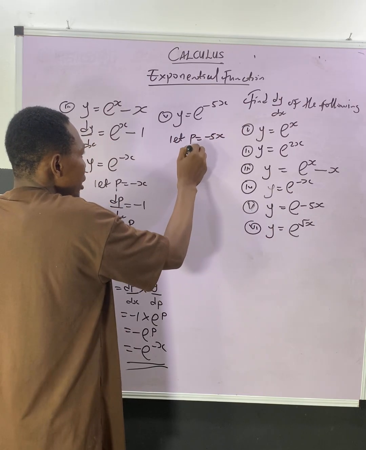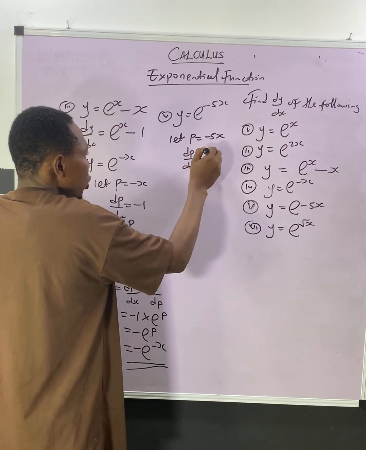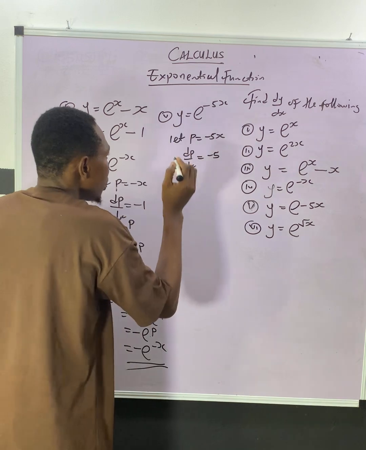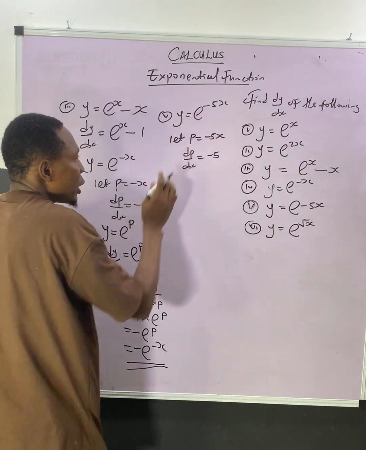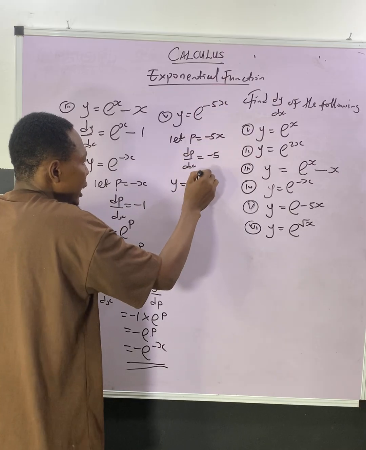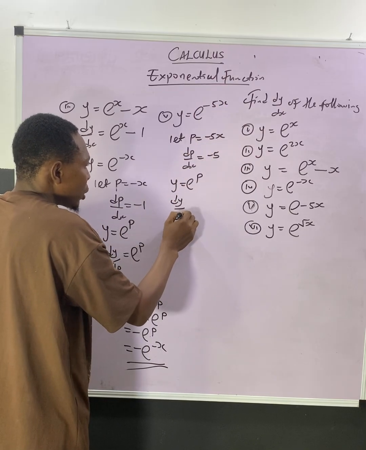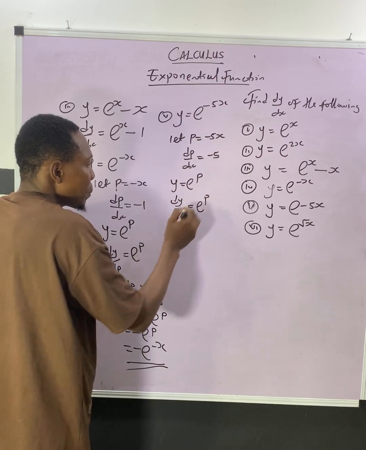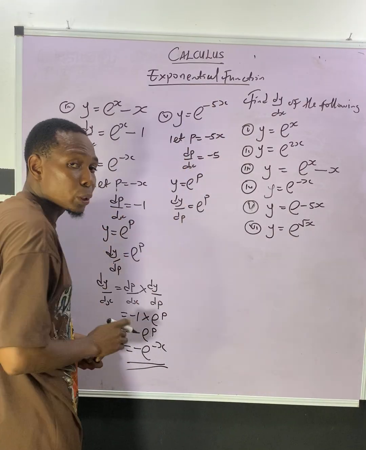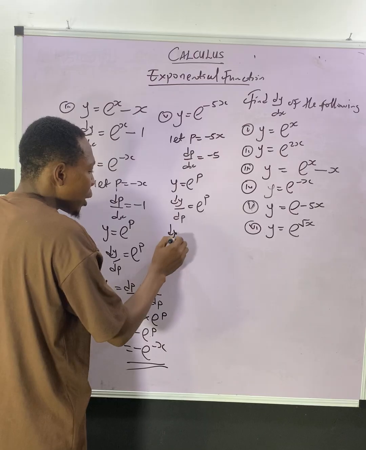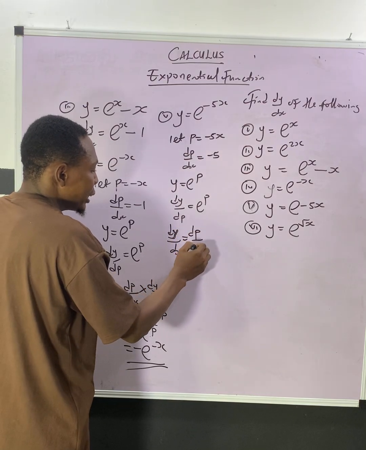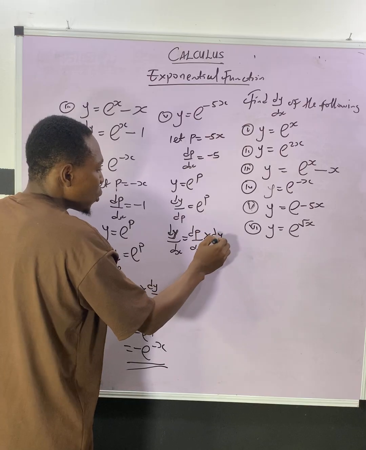So here our dp over dx is equal to, if you differentiate minus 5x, minus 5. So here we rewrite the question in terms of p. Our y is equal to e of everything there, which is p. So dy over dp is e of p. So this time around, to get dy over dx, you multiply these two together. So our dy over dx is dp over dx times dy over dp.